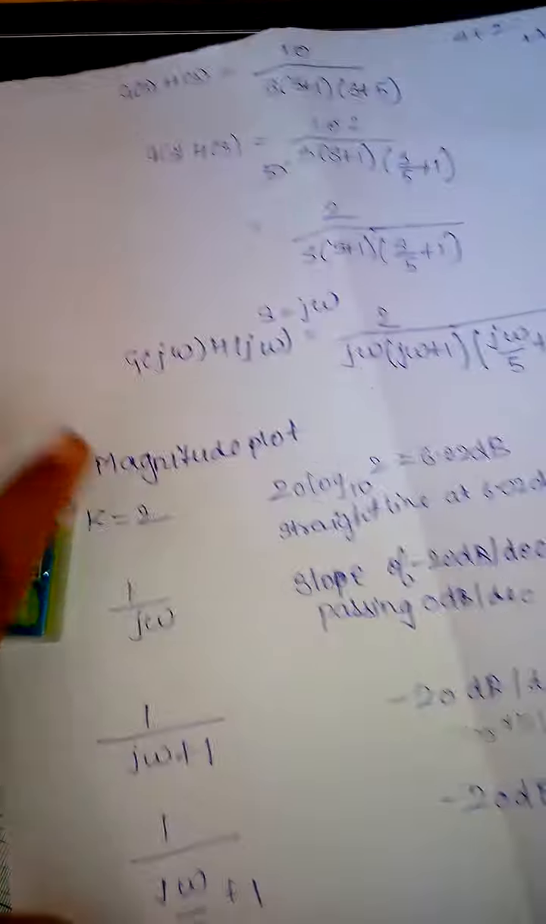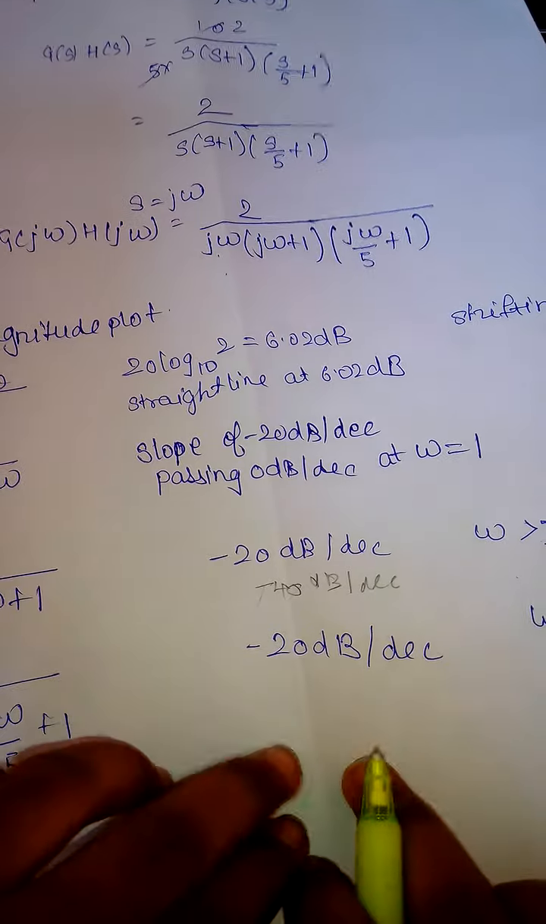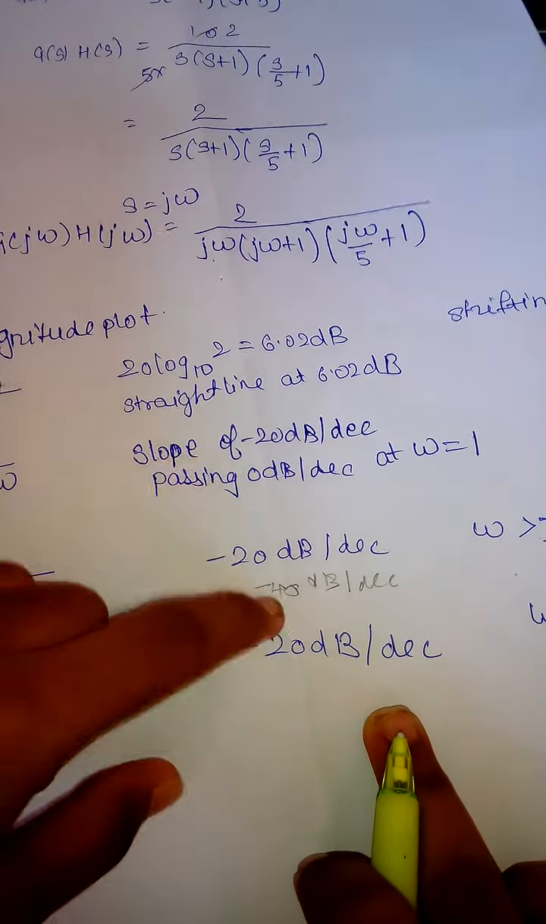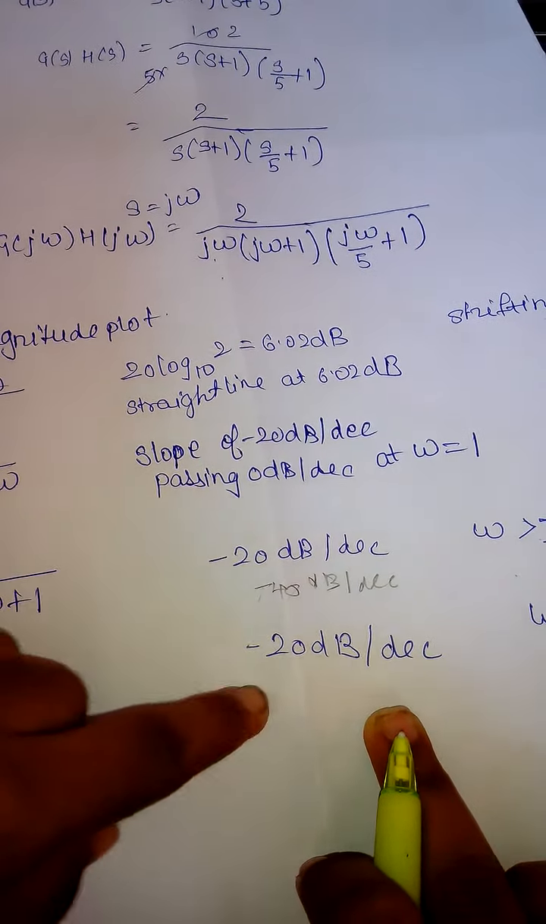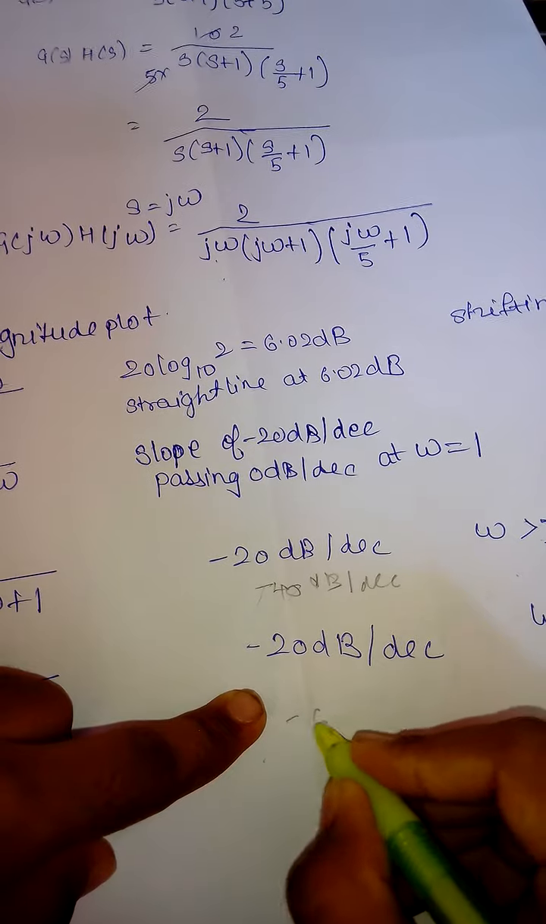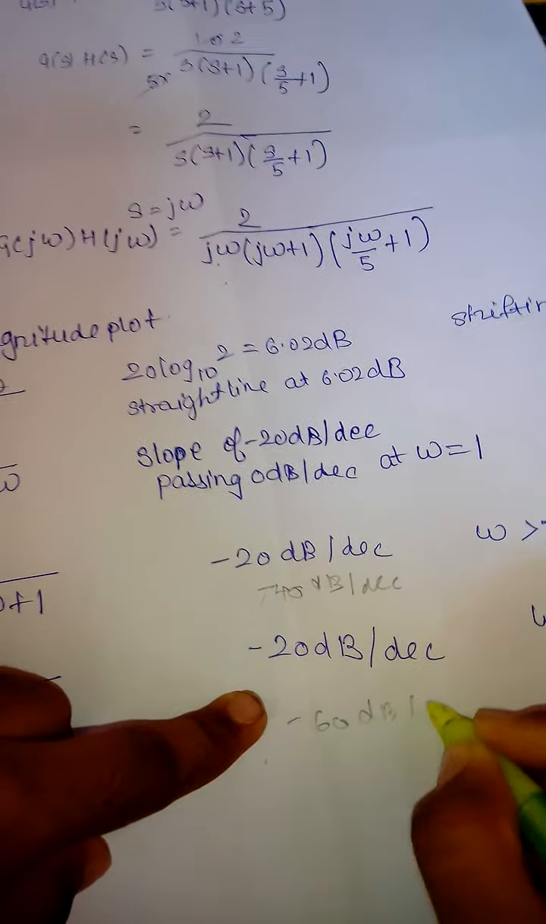Now again minus 20 dB. So it is minus 20, minus 20, minus 20. This is minus 60 dB per decade line. We have to draw it till infinity. So let's draw it.